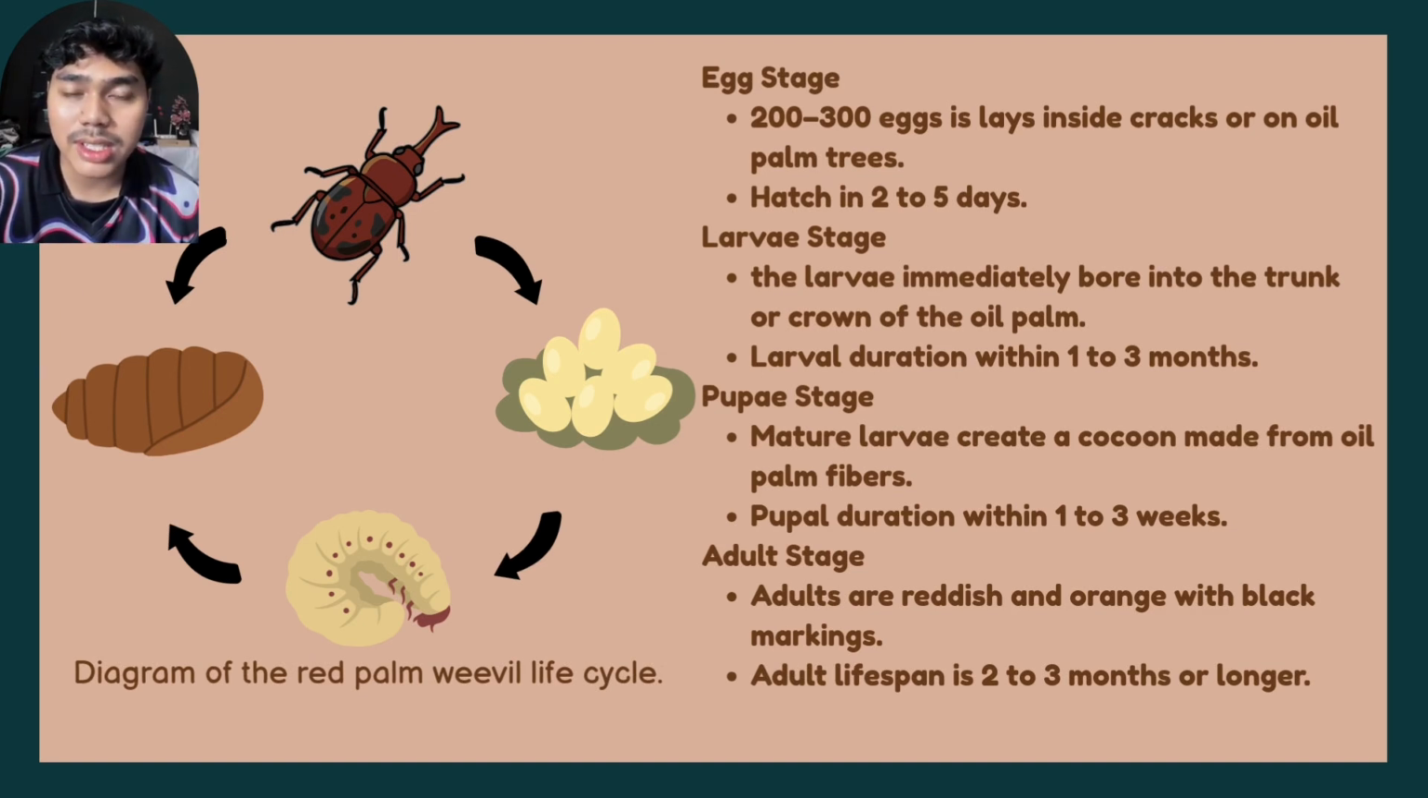Next is the pupal stage. Mature larvae create a cocoon made from oil palm fiber. The pupal duration before changing into the adult stage is 1 to 3 weeks. Next is the adult stage. In the adult stage, the red palm weevil has its own color, which is reddish orange with black markings. The adult lifespan is 2 to 3 months or longer.